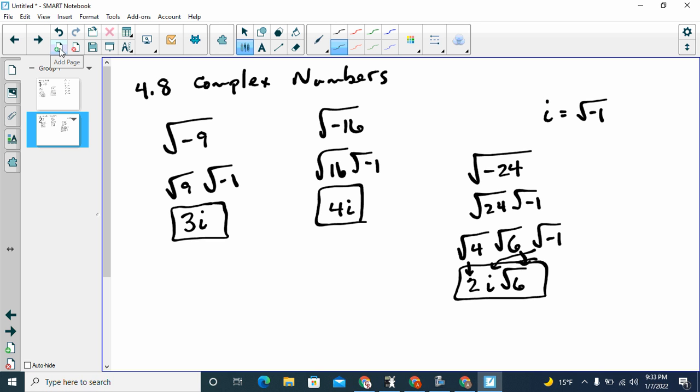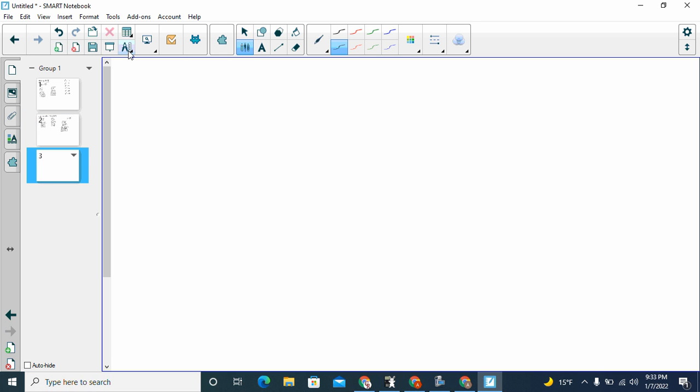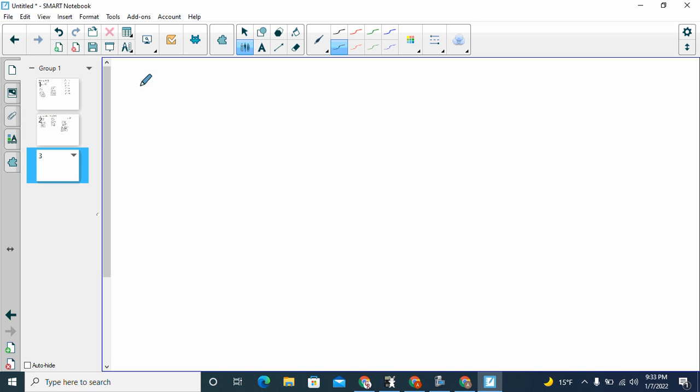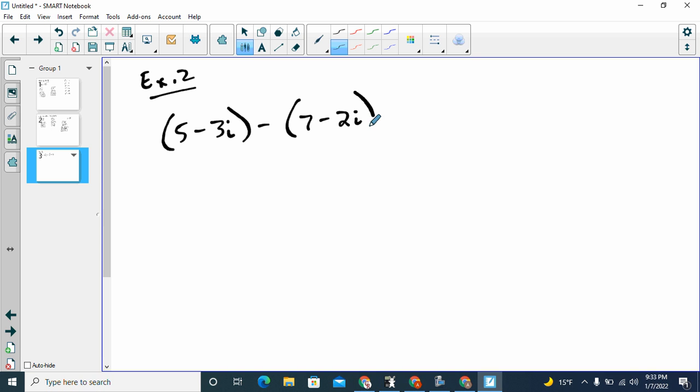The next thing we want to do is add or subtract complex numbers. Probably should call this example 1. This will be example 2. We're going to do 5 minus 3i minus 7 minus 2i. So we are going to subtract two complex numbers.